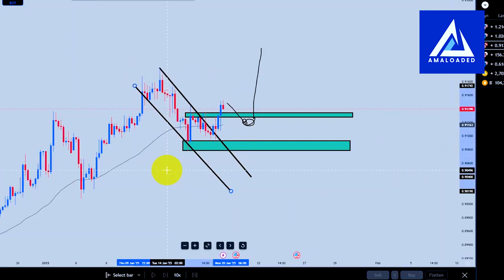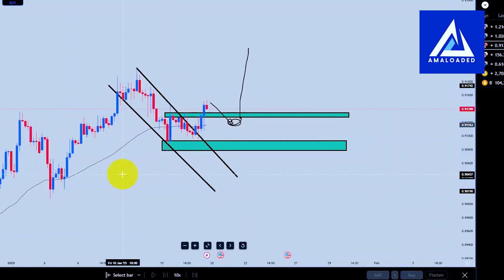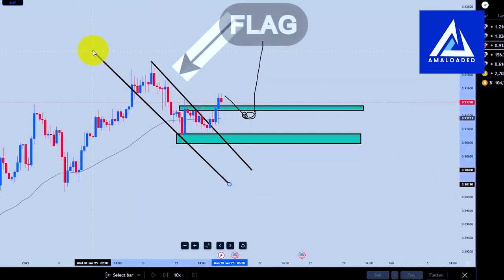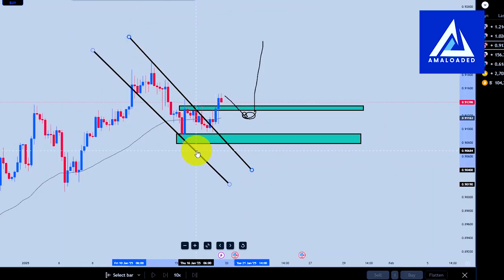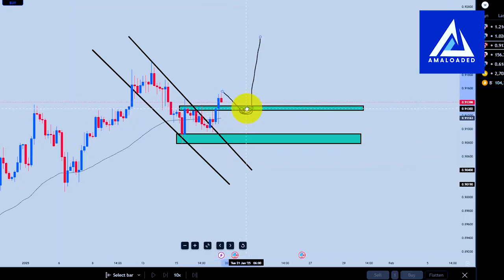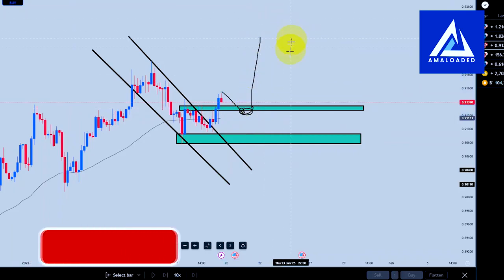Another factor that we can also use to validate that the buyers are the ones in charge of the market is that there is a formation of a flag here. That is a bearish continuation pattern. And a bearish flag pattern represents the continuation of bullish markets. So throughout this week on USD CHF, we want to take only buy setups. We want the price action to retest this support zone so that we can take a buy opportunity to the upper side.